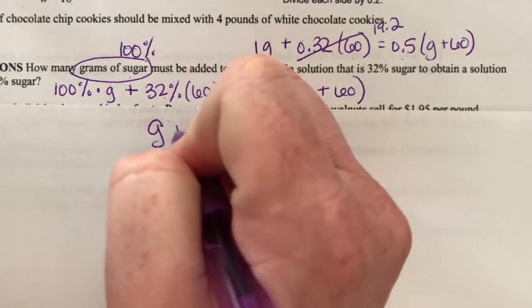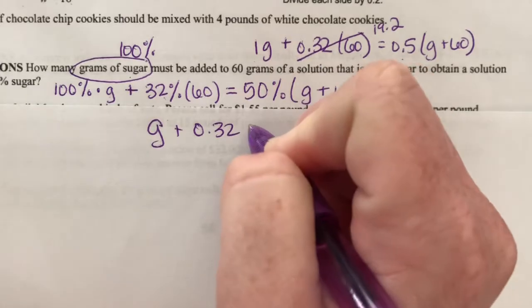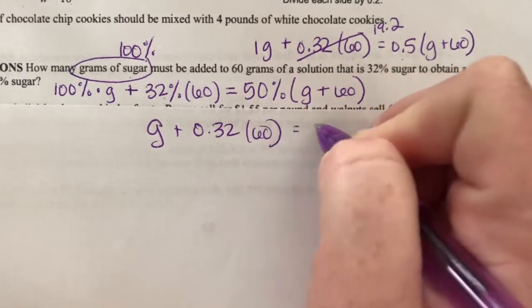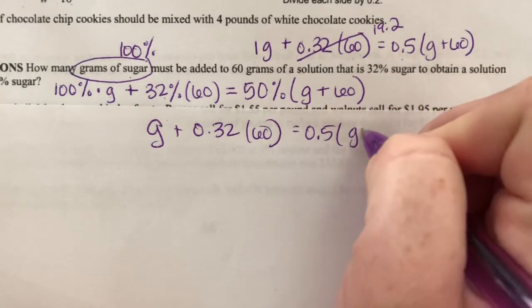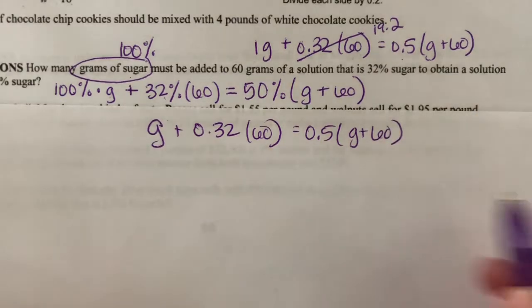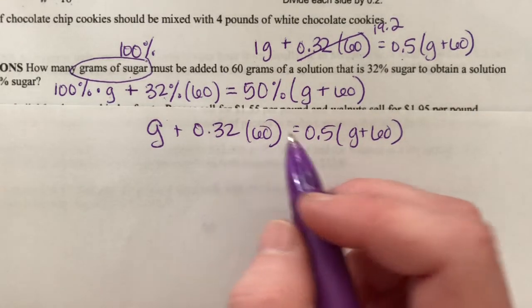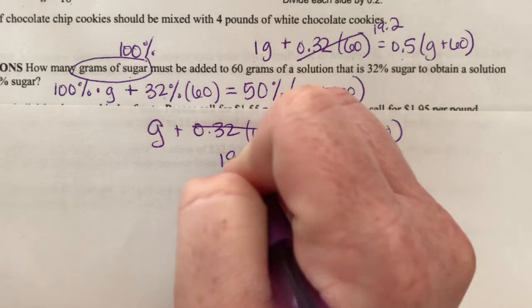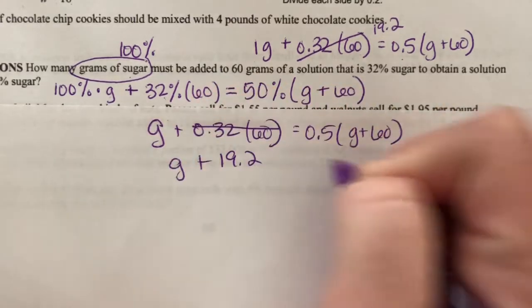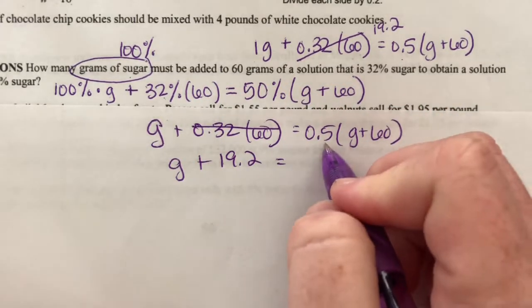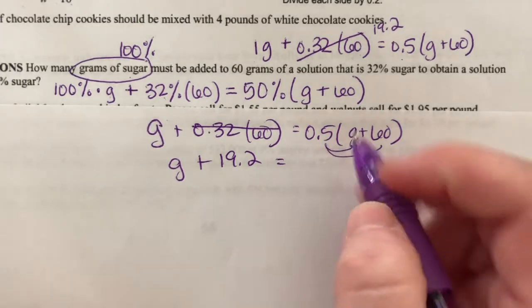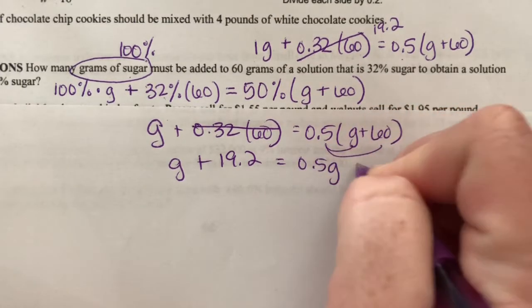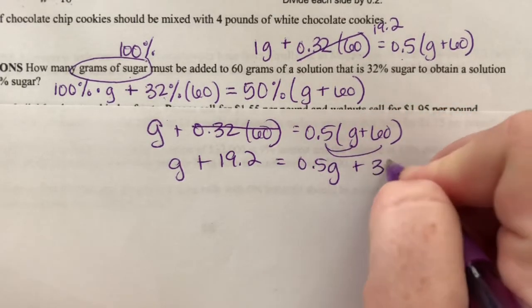So I've got G plus 0.32 times 60 equals 0.5 times G plus 60. Okay, this is what we're solving. So 0.32 times 60 is 19.2. G plus 19.2 equals, and then if I go ahead and distribute, 0.5 G plus 0.5 times 60 is 30.